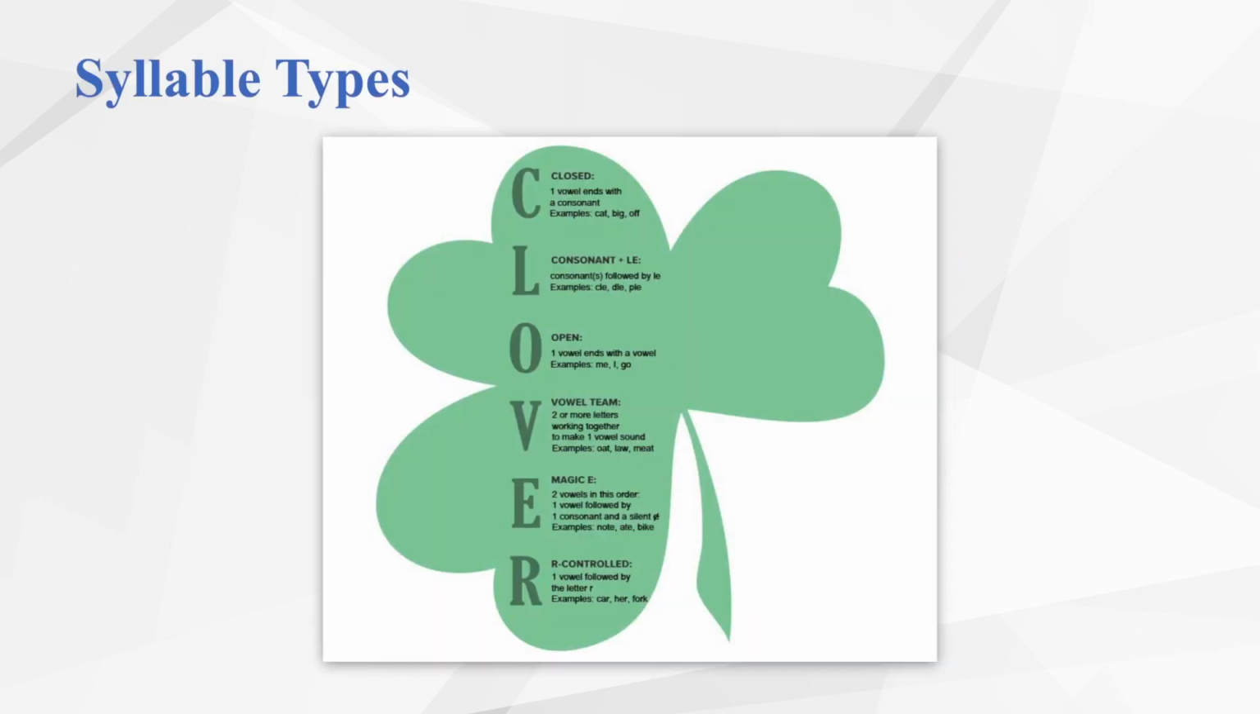To quickly review, we use the mnemonic clover to help us remember the 6 syllable types that commonly occur in English. Again, C is closed, L is consonant L-E, O stands for open, V for vowel team, E for magic E, and R for R controlled. That concludes the section of training on syllable types.